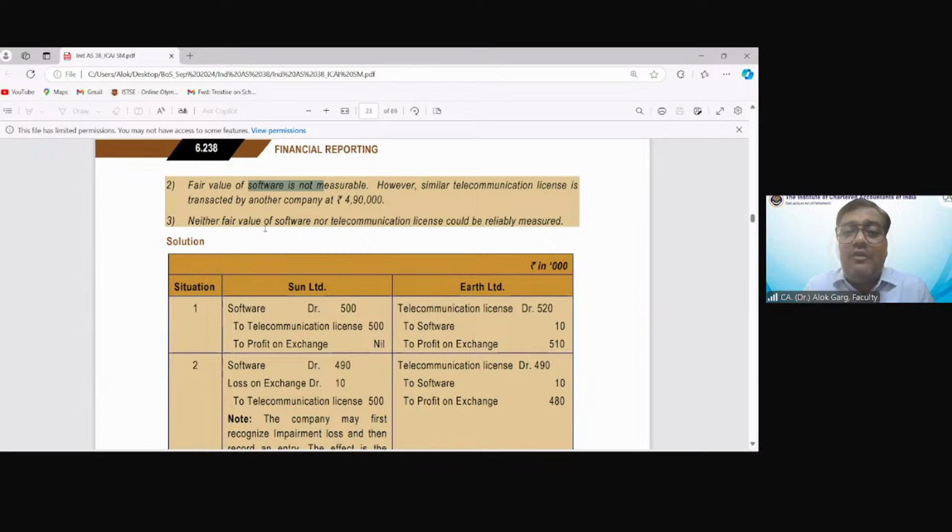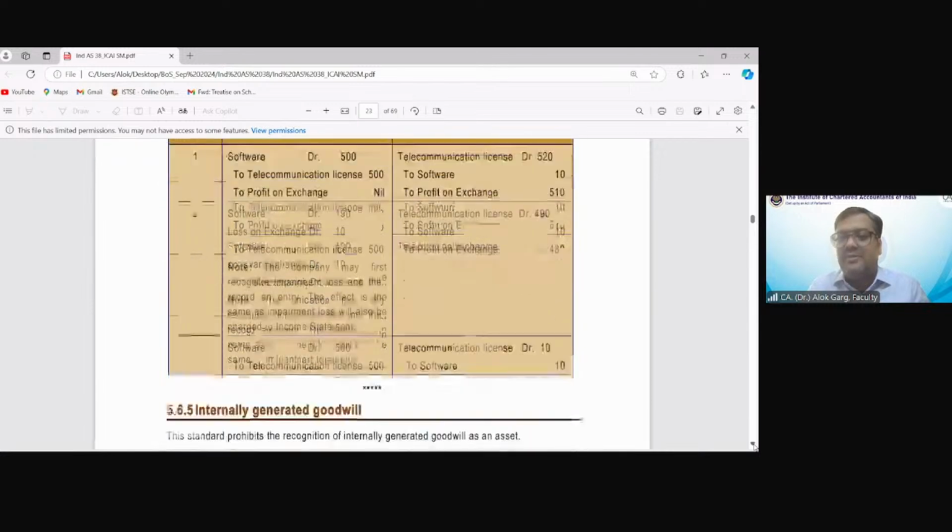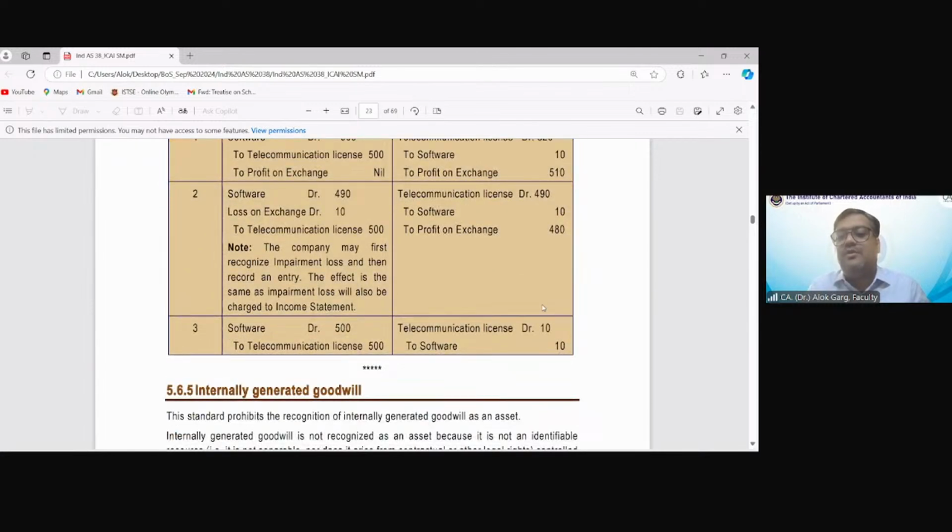The fair value of both the assets is not measurable. In that case, you need to go with the WDV of the asset given up, which is 10,000. So telecom license account debit to software 10,000. I hope you are well versed with the concept of exchange of assets. I gave you one scenario which includes all the scenarios in the last class. I made the revision and also covered this ICAI question. Great.